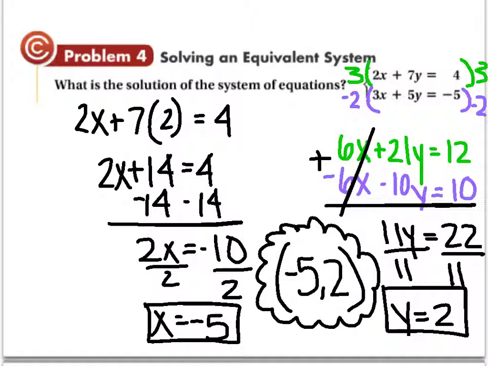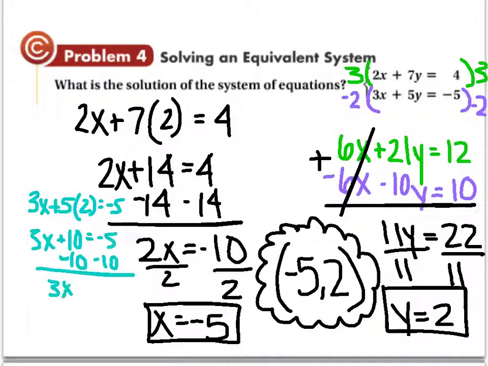Okay, they're saying that here in this previous problem, we found that y was 2. And then as you can see, what we did was we went back and we plugged 2 into our first equation. If we would plug 2 into the equation 3x plus 5y equals negative 5, would we get the same answer? Let's find out. x is negative 5. We do get the same answer.